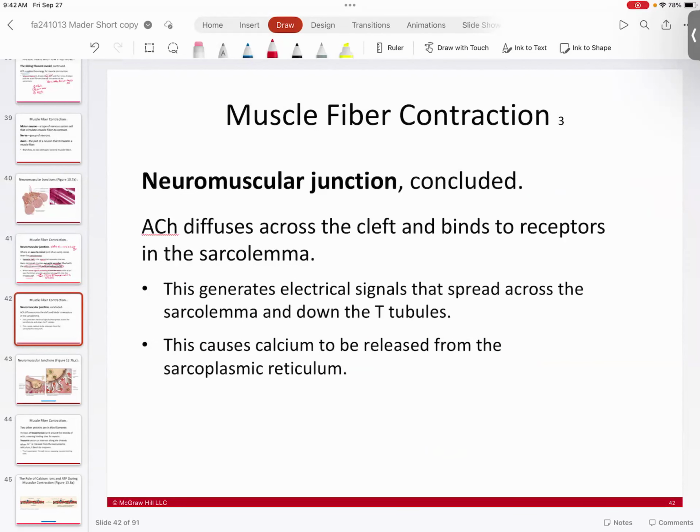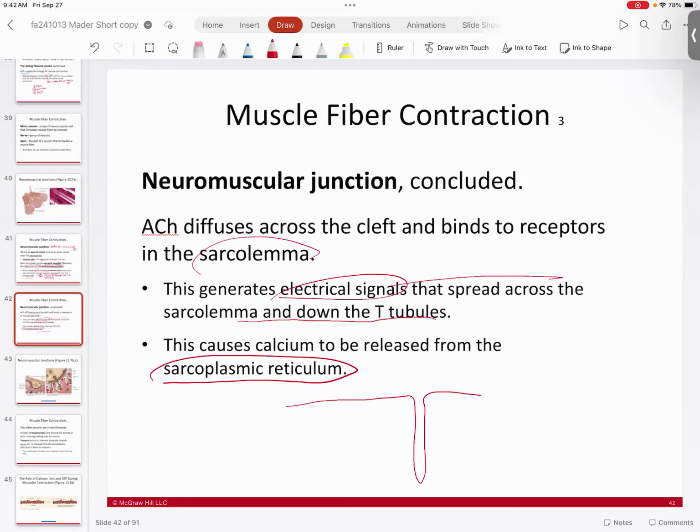So acetylcholine will diffuse across the cleft. It'll bind to receptors in the sarcolemma. This will reignite an electrical signal in the sarcolemma, which will start to spread through the sarcolemma. And then as it reaches the T-tubule, it'll dip down into the T-tubule where it will cause the sarcoplasmic reticulum to release calcium. So if you take a look at our little structure, here's our T-tubule. And then here's our sarcoplasmic reticulum.